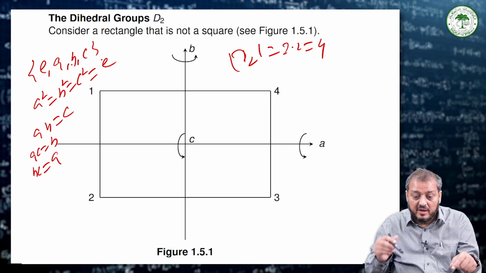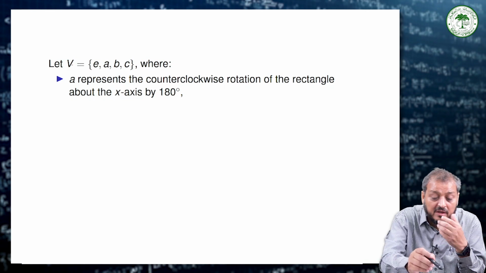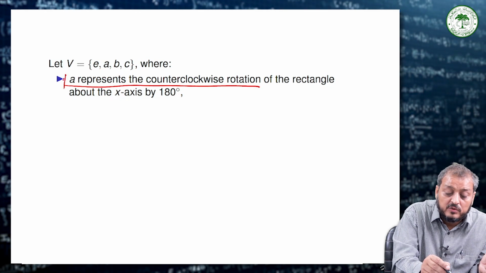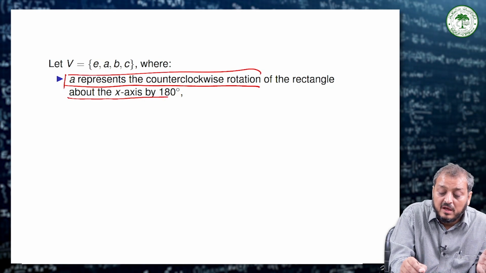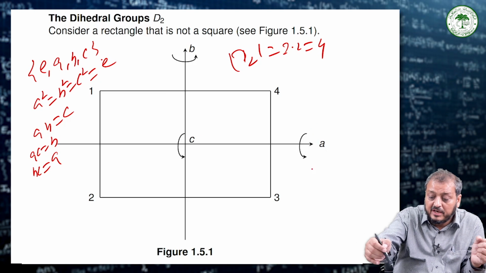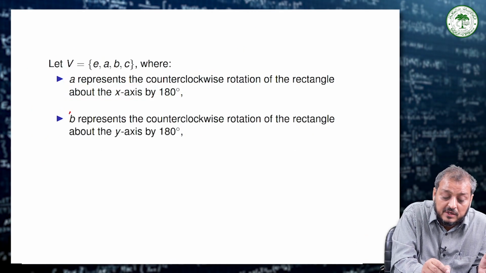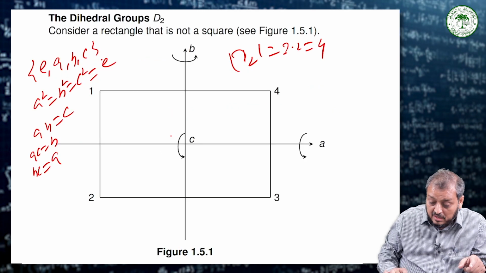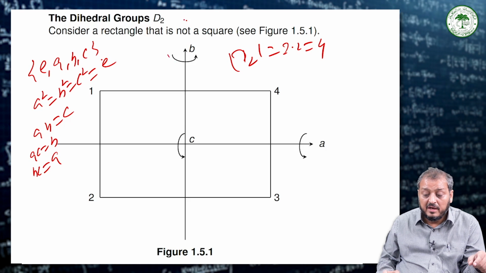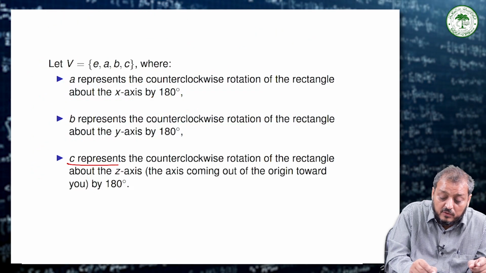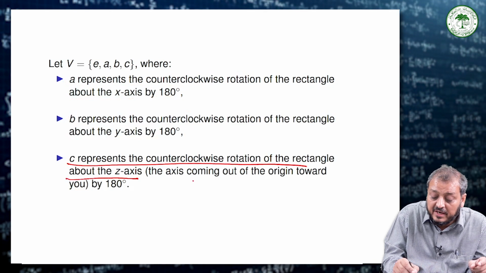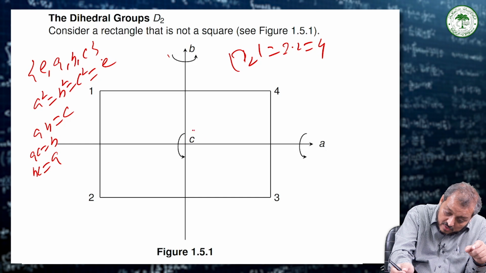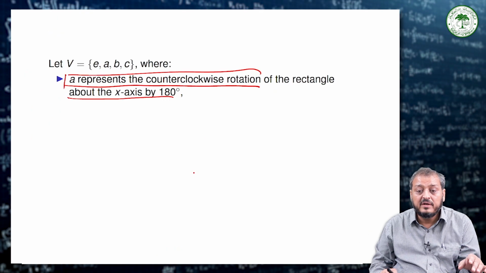If we take this notation, where E is the identity, A represents the counterclockwise rotation of the rectangle about the x-axis at 180 degrees. B represents the counterclockwise rotation of the rectangle about the y-axis, again 180 degrees. And C represents the counterclockwise rotation of the rectangle about the z-axis, the axis coming out of the origin toward you, again by 180 degrees.